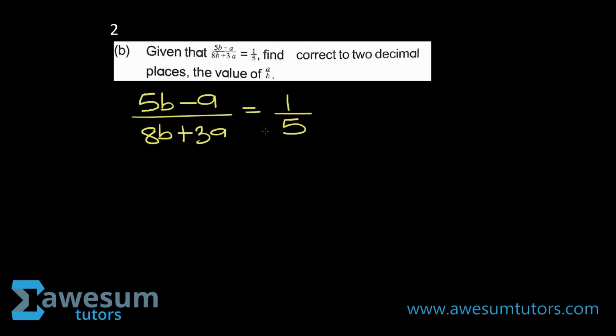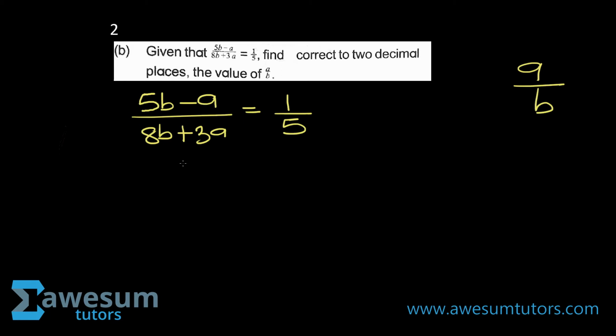Let us take a look at question 2b of the WASSCE 2019 Mathematics Theory Past Question. It says, given that (5b minus a) over (8b plus 3a) equals 1 over 5, find, correct to 2 decimal places, the value of a over b. Take note, we want to find a over b. We have been given this equation.